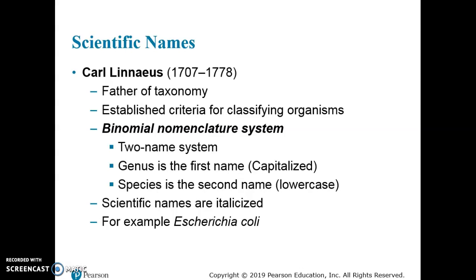And he developed what's called the binomial nomenclature system. It's a 2-name system where the genus is first and it's capitalized. The species is the second name, that is always lowercase, and the 2 names together create the scientific name, and these are always italicized. And if you can't italicize them, such as when you're just writing them in your notebook, you can also underline the words, and that is a proper way to get around not being able to italicize. So for example, you have Escherichia coli, right?